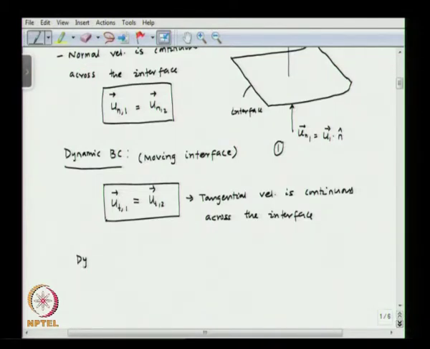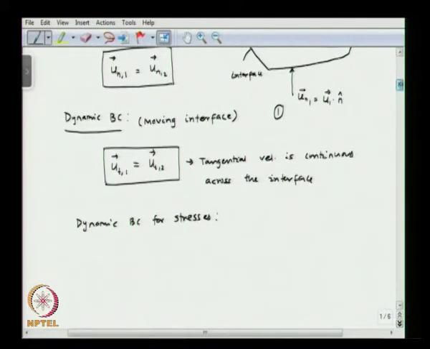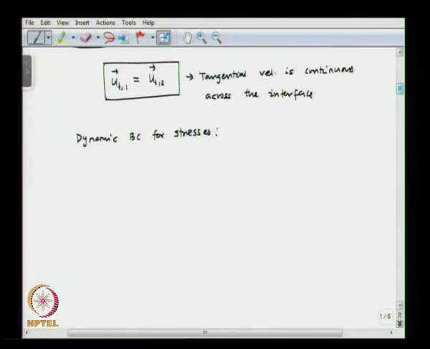Let us talk about the dynamic boundary condition for stresses. So we know the fluid stress is given by this expression. So tau dot n cap, this is actually a tensor, so we have a double arrow, minus p n plus eta del u over del eta plus eta del un. So that is the expression for the stress tensor.